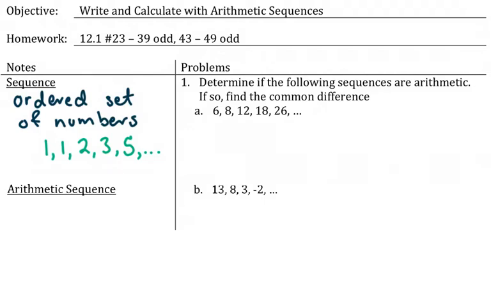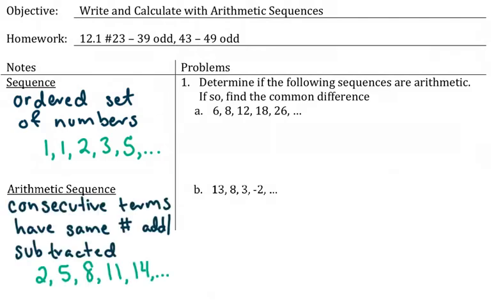Now, some sequences have special characteristics. One of those is the arithmetic sequence, which means that consecutive terms always have the same number added or subtracted. Looking at this example, 2, 5, 8, 11, 14, it's arithmetic because each time we're adding 3, and it's constant, it's consistent. Each time we're just adding 3. That makes this an arithmetic sequence.